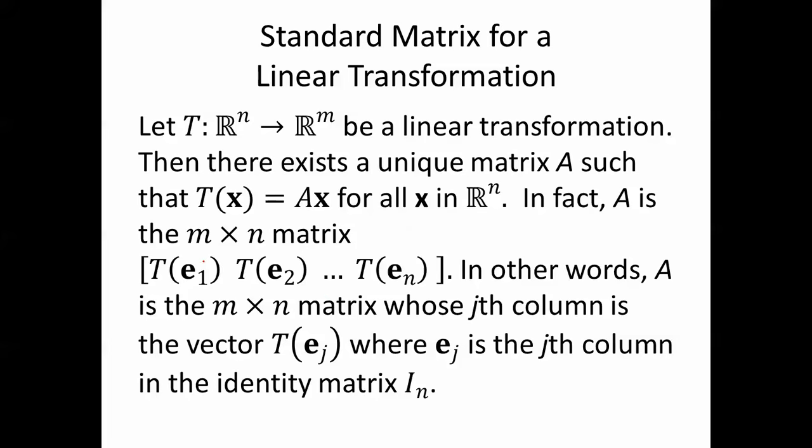And remember what those represent? Those are the columns of the identity matrix. So in other words, A is the m by n matrix whose jth column is the vector T of E sub j, where E sub j is the jth column in the identity matrix I sub n. There's no way you're going to understand that based on what I just said, but you'll be fine. We'll look at some examples.